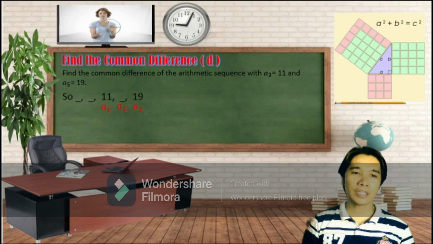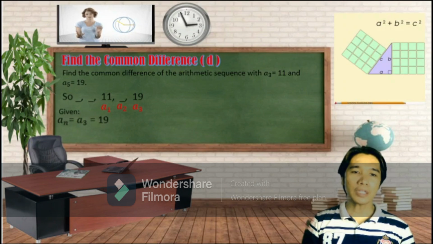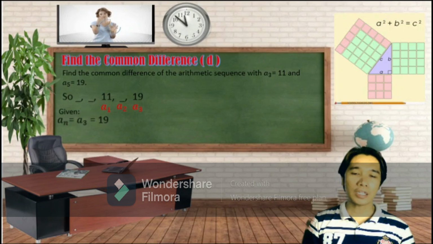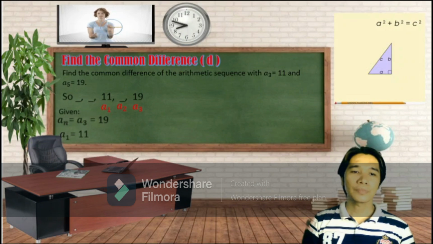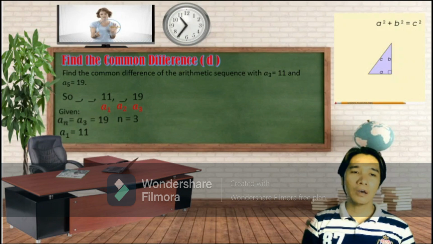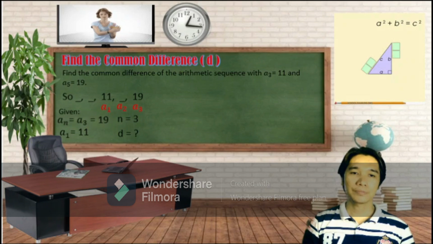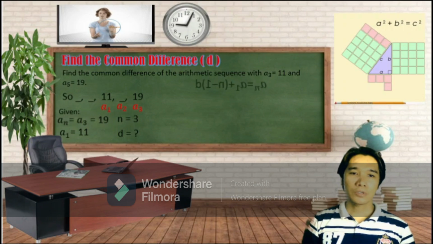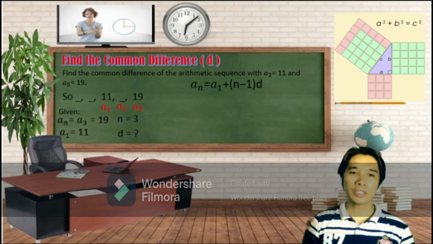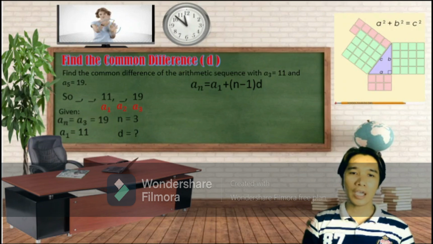So now let us write the given. A sub n is equal to a sub 3, that is equivalent to 19. Okay? Then we have a sub 1, that is 11. Then n is 3, so that is the number of terms. Then we are going to look for the common difference D. Okay? So using the formula for the arithmetic sequence, a sub n is equal to a sub 1 plus n minus 1 times D.